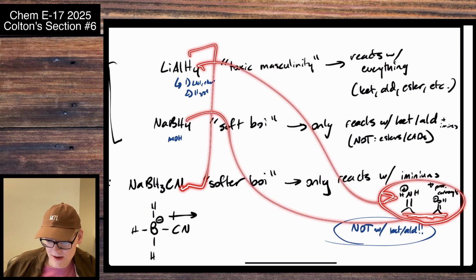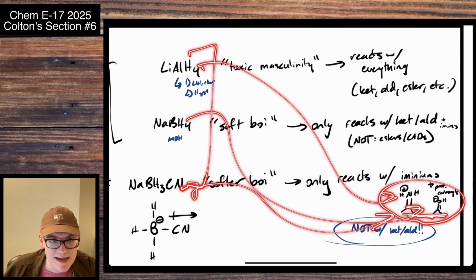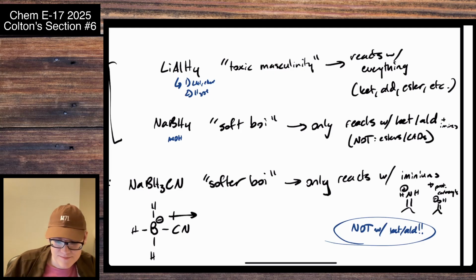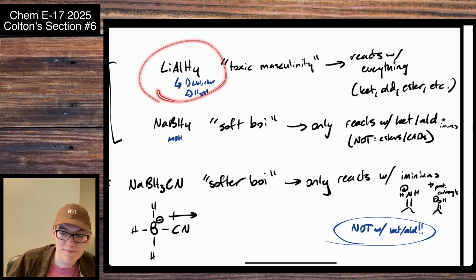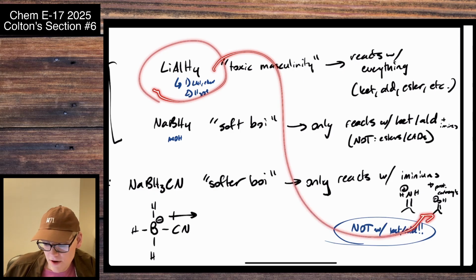Sodium borohydride would react with this. NaBH3CN would react with this. The big difference is that these are also, especially lithium hydride, a really strong base. So if you were trying to get this to react with a protonated carbonyl, really all it's going to do is deprotonate the carbonyl. So it doesn't do the nucleophilic attack that we want.